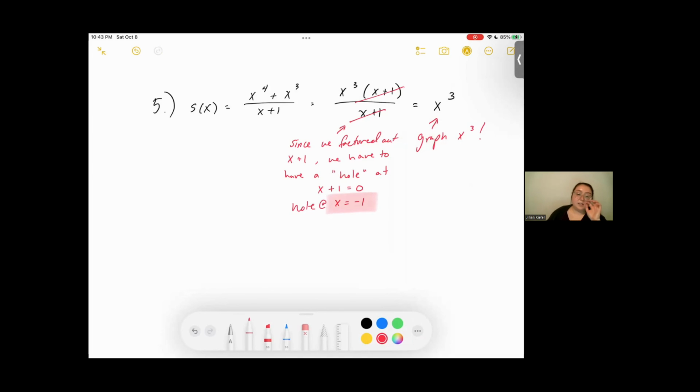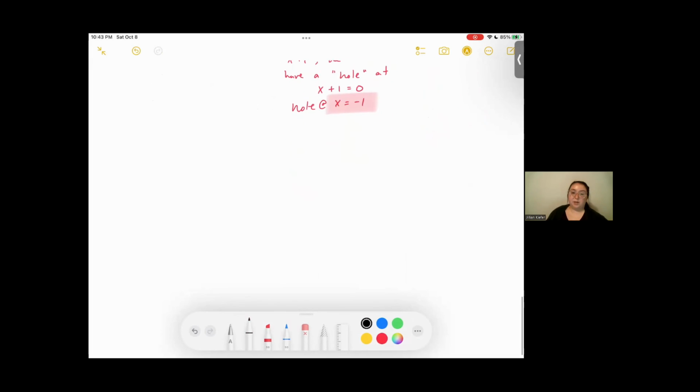So you're going to have a hole at x equals -1, but you still get to graph x cubed, which we can go ahead and draw up a little hand graph of here. Just a really quick one, you want to make sure to have some good values. So we've got 1, 2, 3, 4, 5. That's probably all we need, since these graphs are going to go very long, not sideways. So 1, 2, 3, 4, 5.